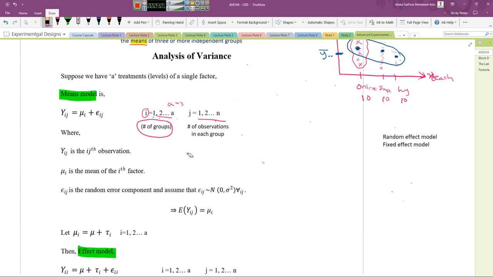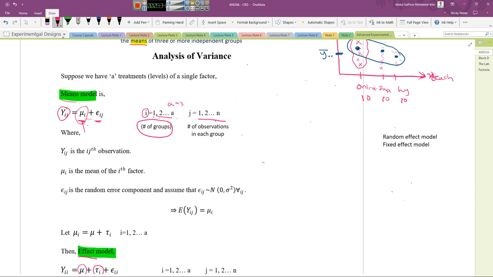The difference is here in Yij. Yij is equal to mu i plus epsilon, right? So here we do not have any effect. Only the mean is on the right side, so that's why we call it the mean model. And in the effect model we will have a treatment effect in addition to the mean, so that's why this is called the effect model.